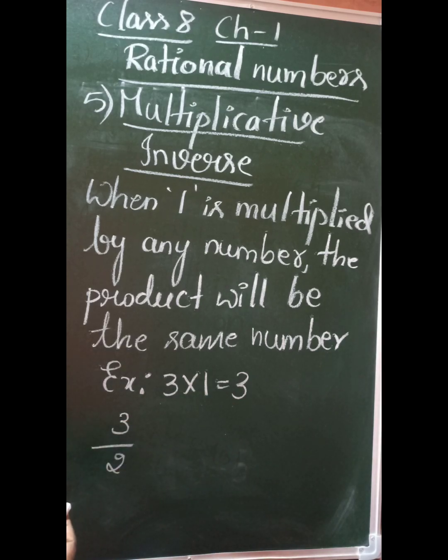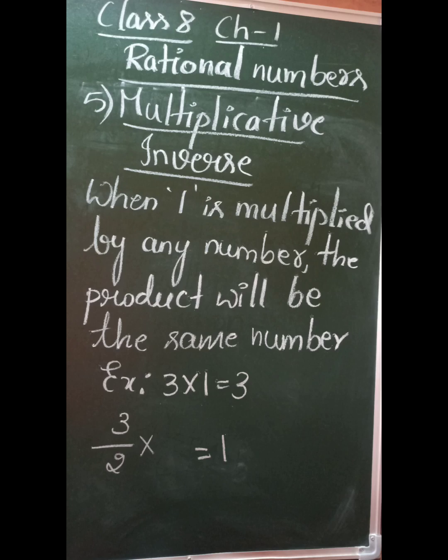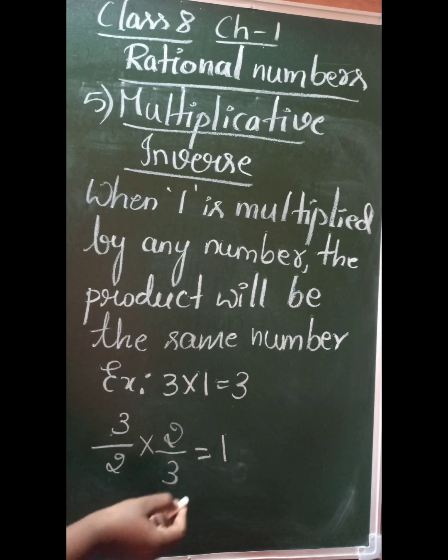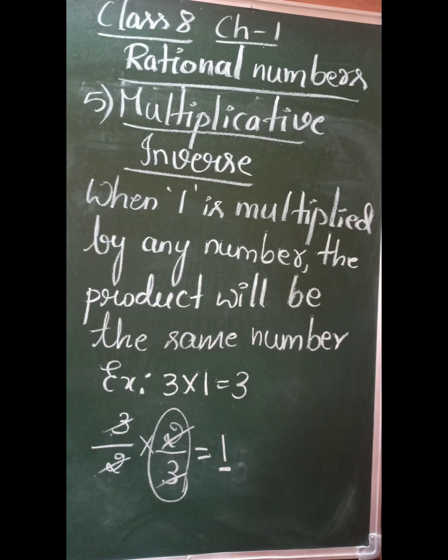Then how do we find the multiplicative inverse? You have to consider the number such that the answer you get is 1. So how do we find this? Just take the reciprocal. Reciprocal is nothing but writing the denominator in the numerator and the numerator in the denominator. So 2 will get cancelled, 3 will get cancelled, and you will get the answer 1. So for 3 by 2, the multiplicative inverse is 2 by 3. This is how you need to find the multiplicative inverse for the different types of numbers.